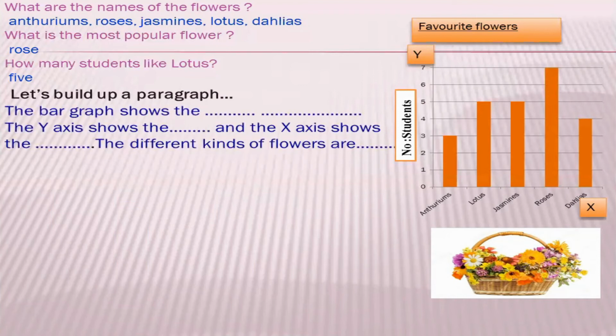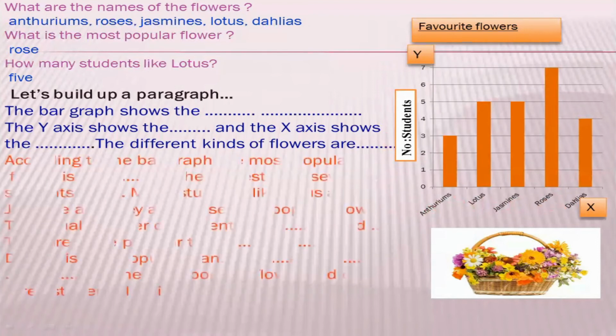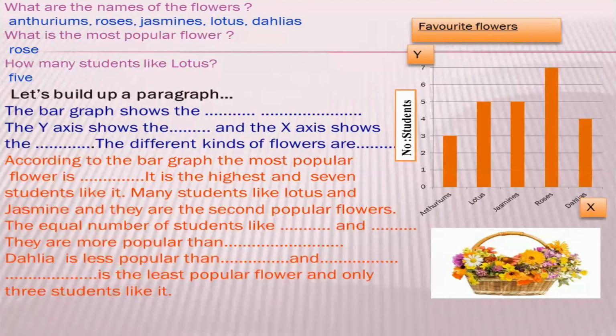Yes, the bar graph shows, can you tell me the answer? Yes, the bar graph shows the favorite flowers of grade 12 students in your school. The y-axis shows the number of students, and the x-axis shows the favorite flowers. The different kinds of flowers are anthuriums, lotus, jasmine, roses, and dahlias. According to the bar graph, the most popular flower is, yes, rose. It is the highest and 7 students like it.